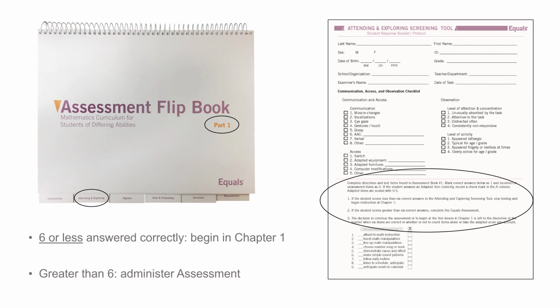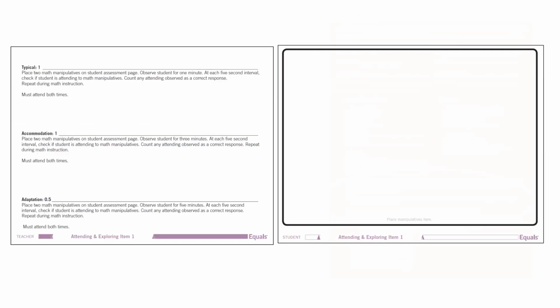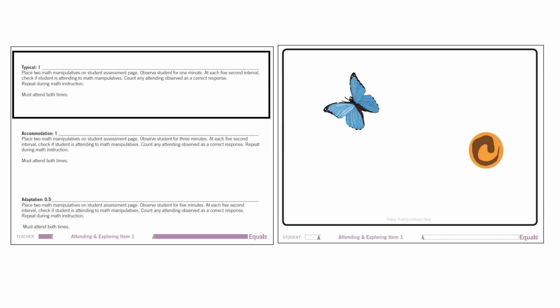The directions are right here, and I have an example. This is the very first example, the very first lesson of equals: the student will attend to math instruction. That's what we're measuring here. There's a typical, an accommodation, and an adaptation view here, or I should say assessment types, so it's just like the assessment in that way. In the typical way, the directions say I need to place 2 manipulatives on the table. It's random. You want to pick manipulatives that you know your student will be interested in. That's fine. So I'll put those there, and then I will set the timer for a minute.